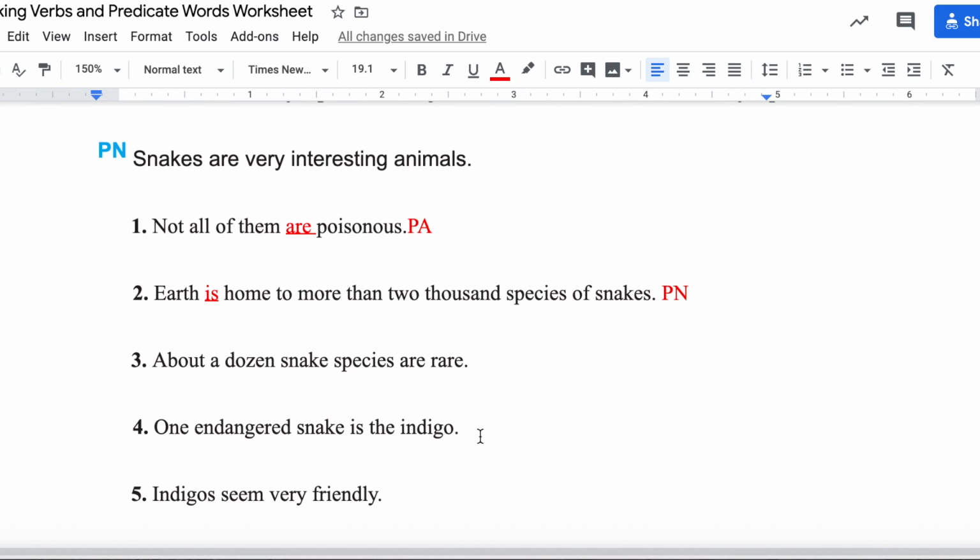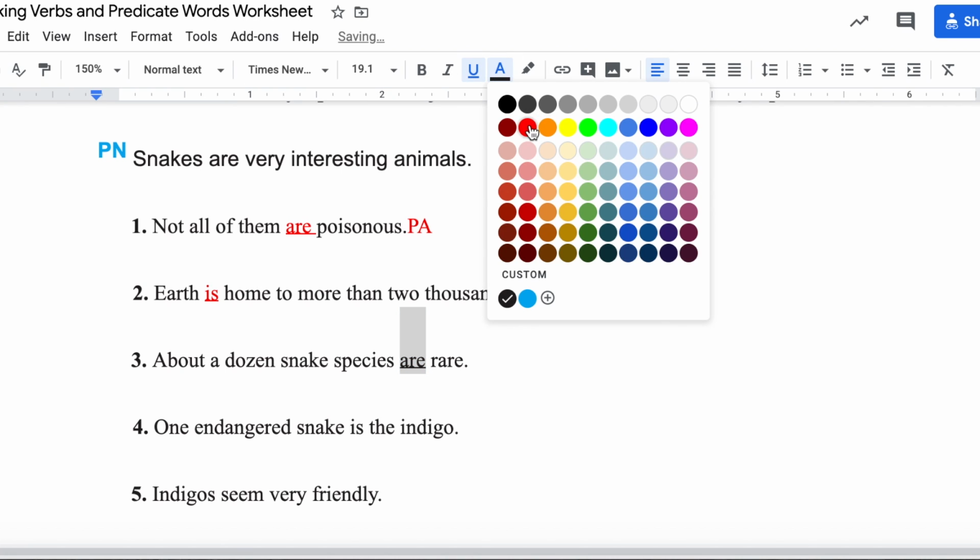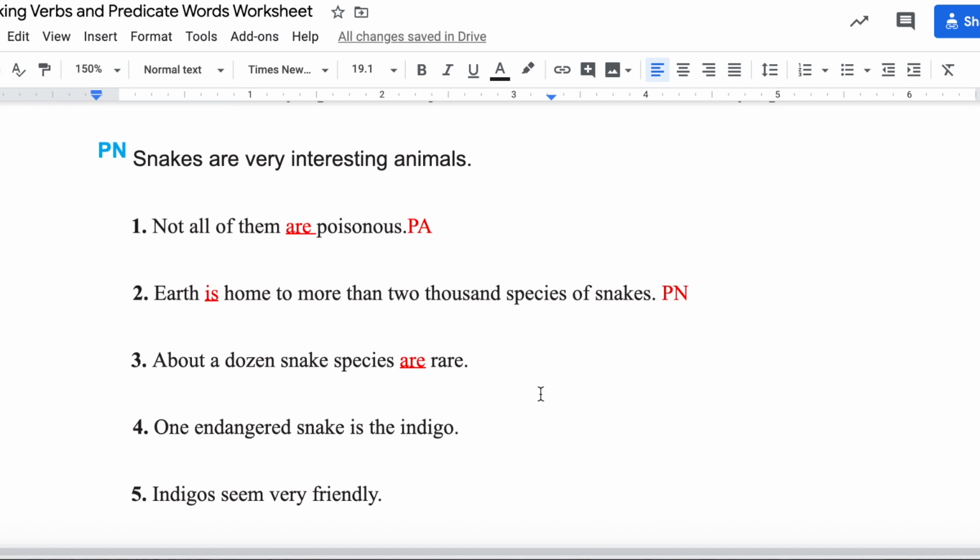So we're going to do a couple more together, and I'm going to let you finish this on your own. Number 3, about a dozen snake species are rare, okay? What's the subject? Snake species, right? So snake species are rare. So between are rare, which one of these is the linking verb? Are, right? There are a lot of are examples in this worksheet. Okay, rare. Ask yourself, is rare a describing word or is it a noun? It's a descriptive word, right? It is an adjective. So we're going to write down PA for adjective.